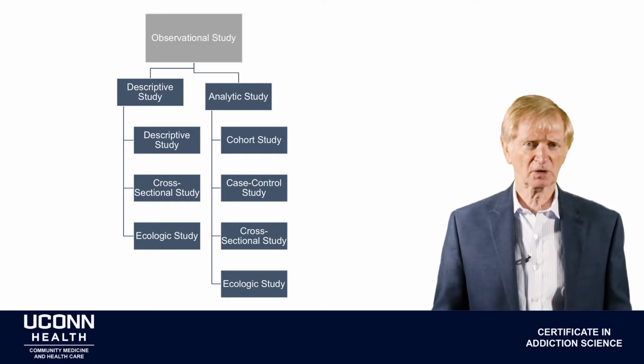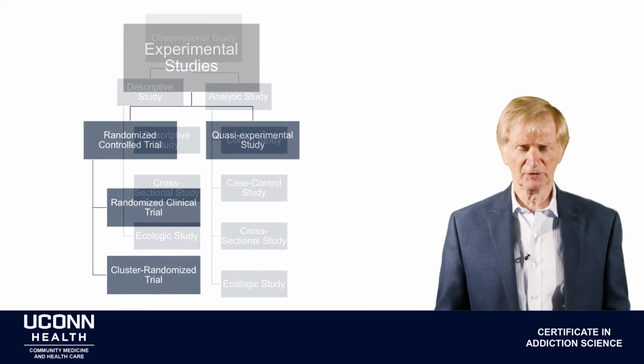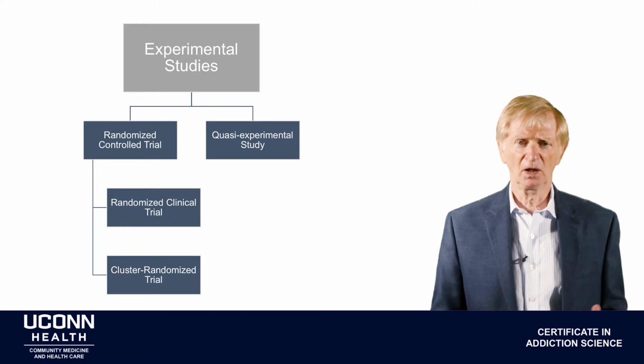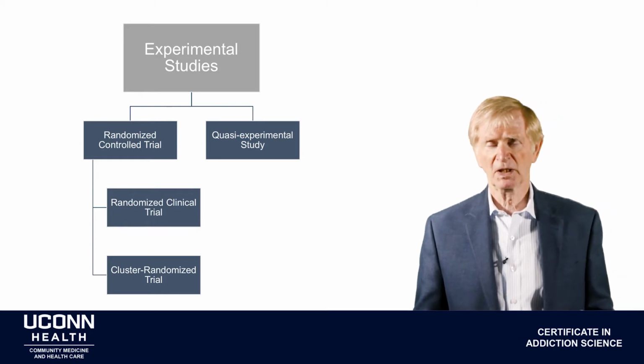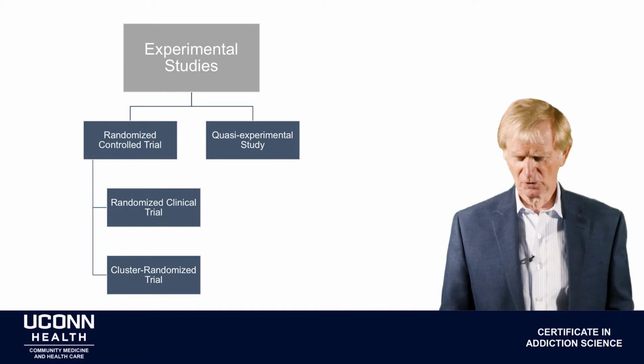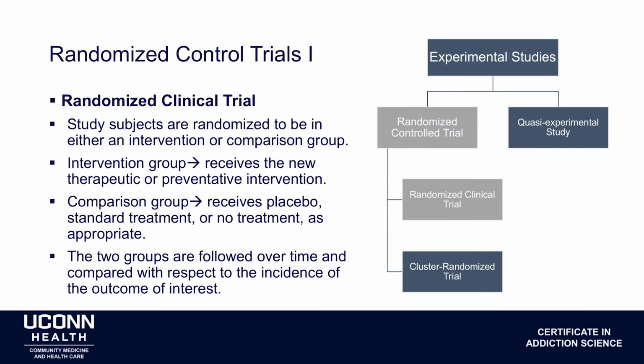For the remainder of this talk today, I'm going to focus on experimental studies. And they are generally categorized in terms of randomized controlled trials and quasi-experimental studies. So let's start with randomized trials. A randomized trial is where the study subjects are randomized to either an intervention or a comparison group. And the intervention group receives, for example, a new therapeutic or preventive intervention, where the comparison group either receives no intervention or a placebo, as in a drug study, or a standard treatment.